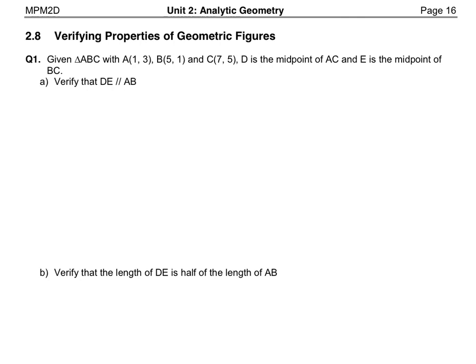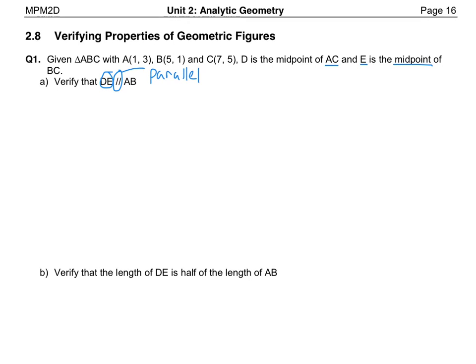Here are some hints for the questions on verifying properties of geometric figures. So question 1, given the triangle with coordinates A, B, and C, we're telling you that the midpoint of AC is point D, and E is the midpoint of side BC. And we're asked to verify that side DE is parallel, that's what these symbols are, that means they're parallel to side AB.